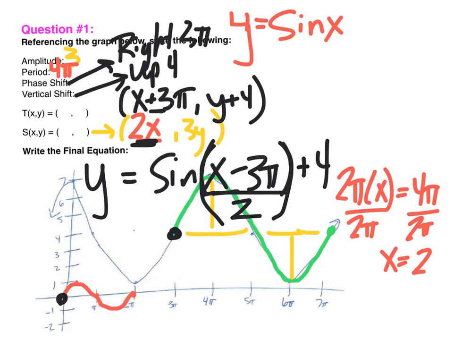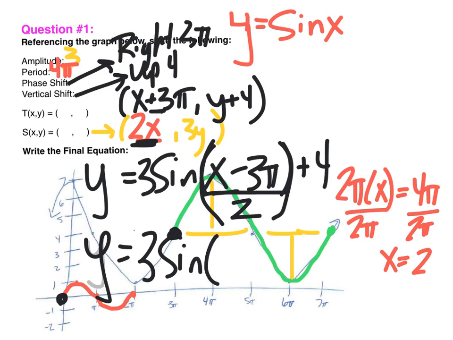And then I'm going to take the 3y, and that's going to be on the outside right there. So this right here is the complete equation. If I wanted to, I could separate this here by breaking it up, and I could rewrite it as y equals 3 times the sine of x over 2 minus 3 pi over 2, plus 4. So either one of those would be acceptable for the answer, writing it as sine.